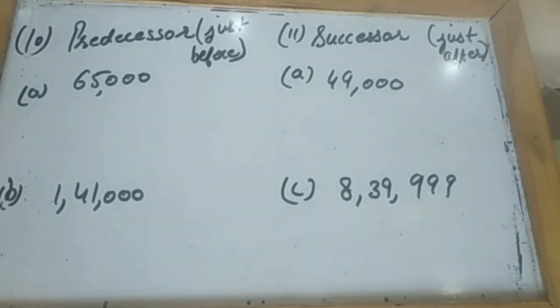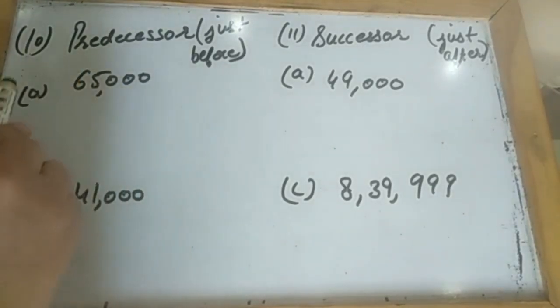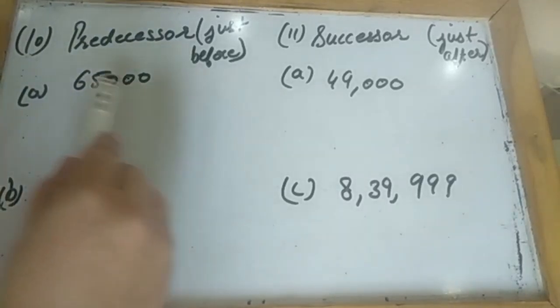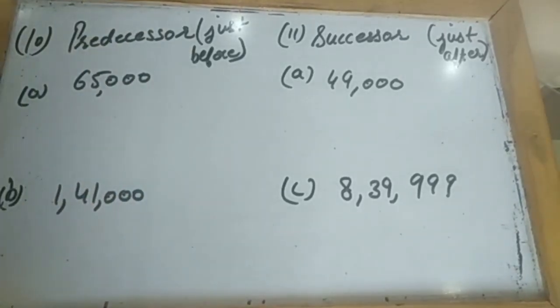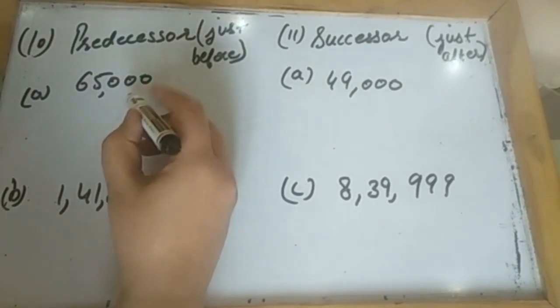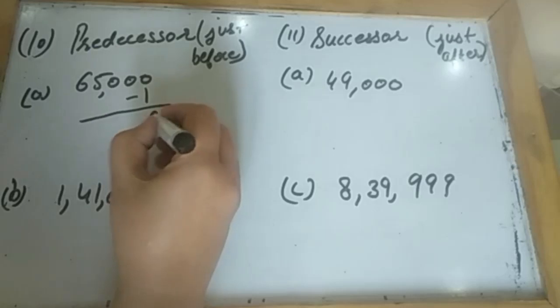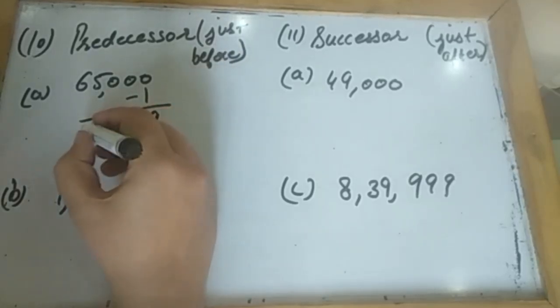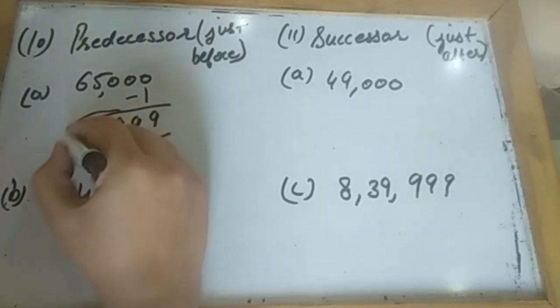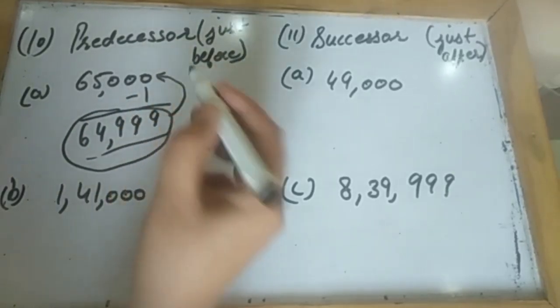Now we will start with the 10th question, which says write the predecessor of. Predecessor means we have to write the number which comes just before this number. इससे पहले कौन सा number आता है? Just before. To find the predecessor of this number, what we will do is subtract 1. So when you subtract 1, you will get this answer. So this is the predecessor of this.